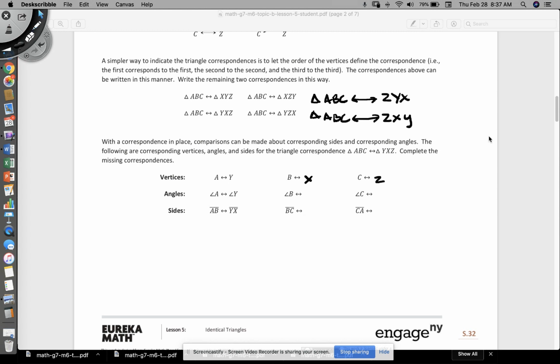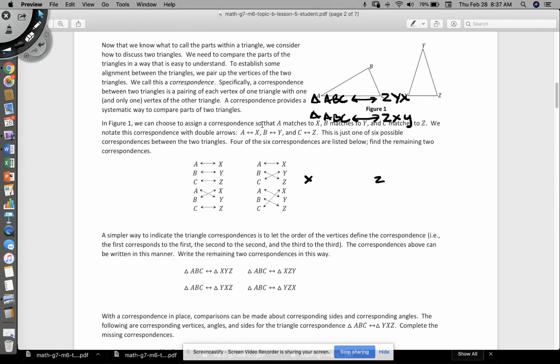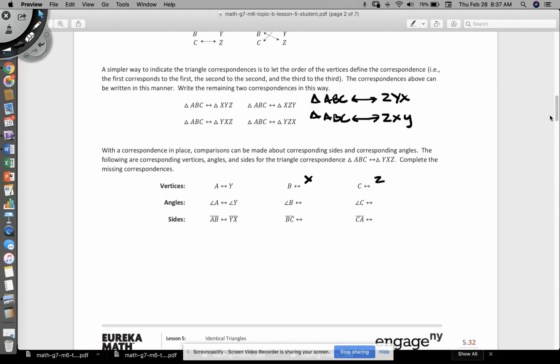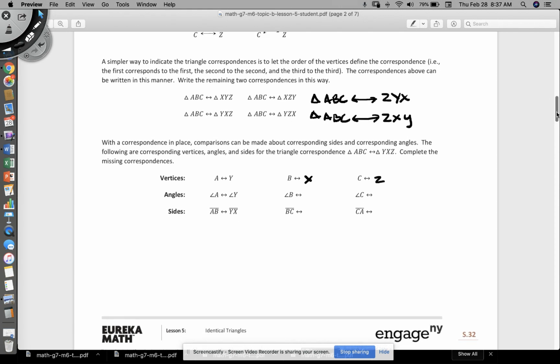Let me show you. I'm going to scroll it back up here. What was I looking at? I was looking right here. Okay? So I'm just mimicking that. Let me scroll it back down. All right. Try and get it a little bit closer. There we go. Now let's look at angles. I have angle A to angle Y. All right, let's mimic this. If I have angle B, then I have angle X. If I have angle C, then I have angle Z.